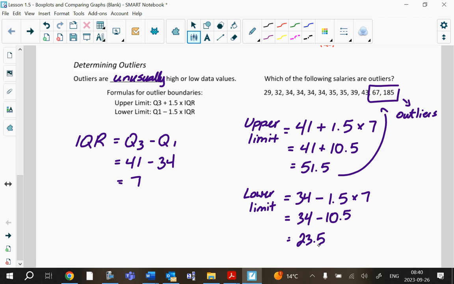So we would say 67,000, that's salary, and 185,000 are outliers. So that's how we calculate that.